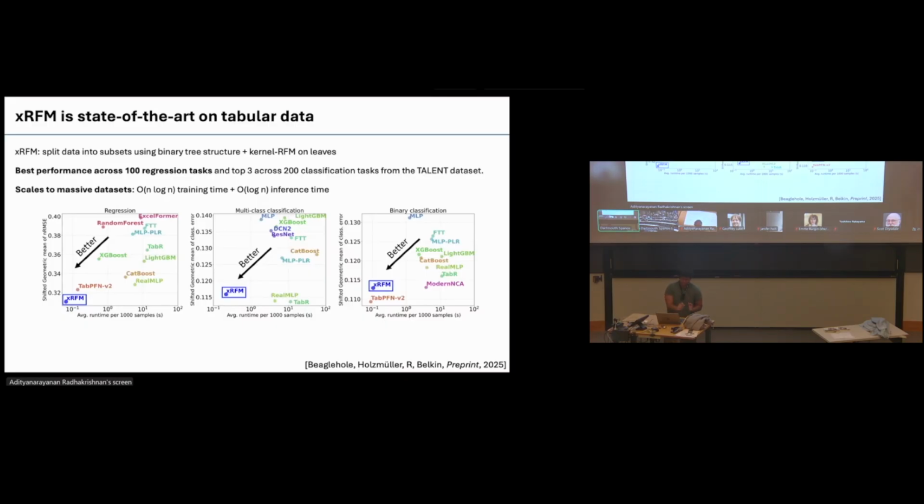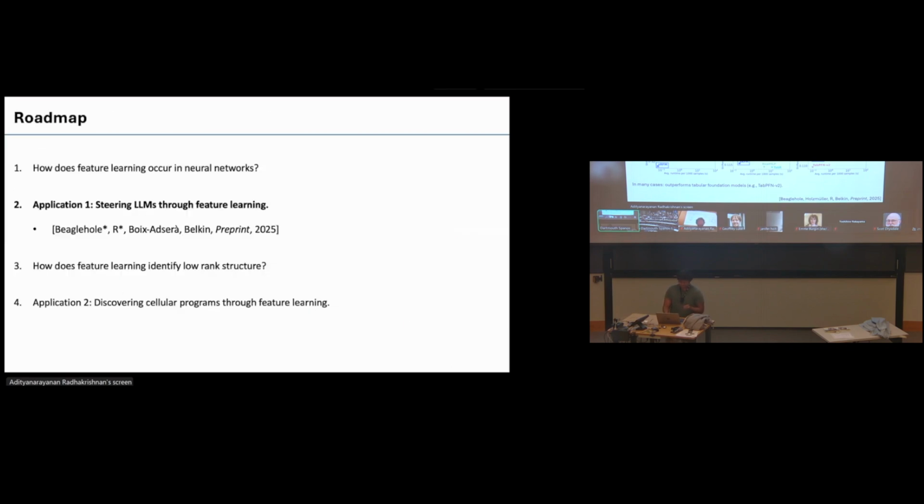And in fact, when you compare it on these benchmarks of regression, multi-class classification, and binary classification, it turns out in many cases it actually outperforms tabular foundation models. I don't know how many of you have heard of TabPFN v2, but this came out earlier this year in Nature, and it's a foundation model that was trained on tabular data, transformer-based, but this method actually works quite well compared to it. So it's not just a theoretical algorithm, it actually works quite well in practice.